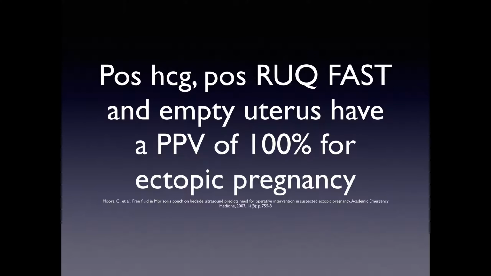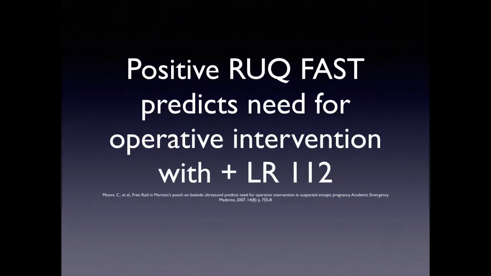Positive HCG and a positive right upper quadrant FAST pretty much means that you're dealing with an ectopic pregnancy as long as the uterus is empty. If the uterus does have an intrauterine pregnancy in place, it is more likely to be a ruptured ovarian hemorrhagic cyst. The positive right upper quadrant FAST in the setting of ectopic pregnancy predicts the need for operative intervention with a positive likelihood ratio of 112. Again, this is a huge number.